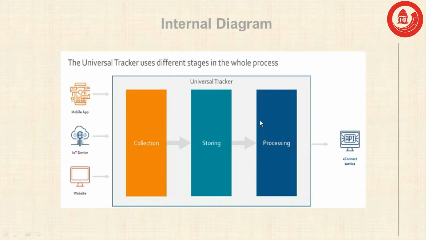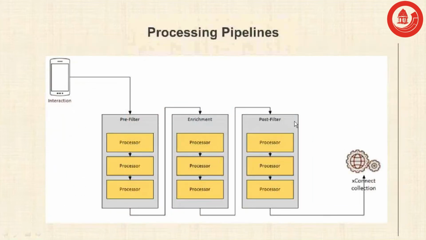Next, let us try to understand what this processing service actually does. So this is the internal diagram of the processing service. It consists of 3 stages. You can see pre-filter, enrichment, and post-filter. In the pre-filter stage, you can use it to discard interactions or aggregate a few interactions together. In the enrichment stage, you can decorate each interaction with some external data. In the post-filter stage, final processing of the data is done, and then it is sent to XConnect collection.